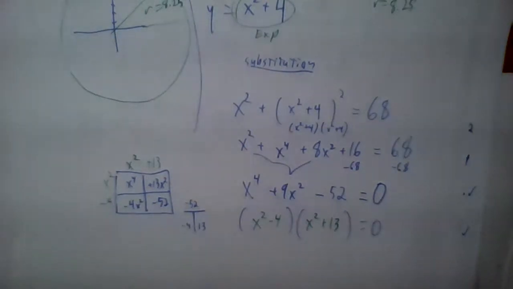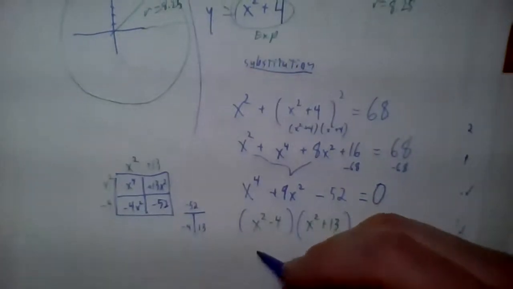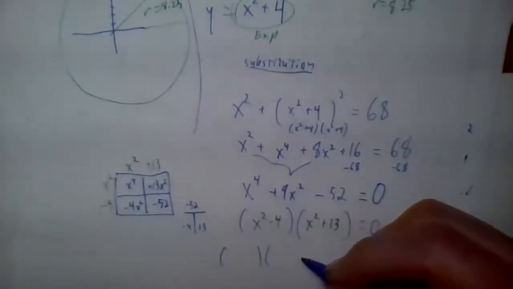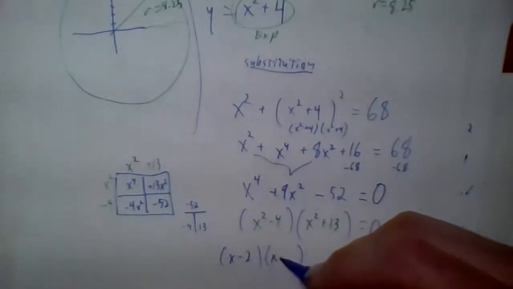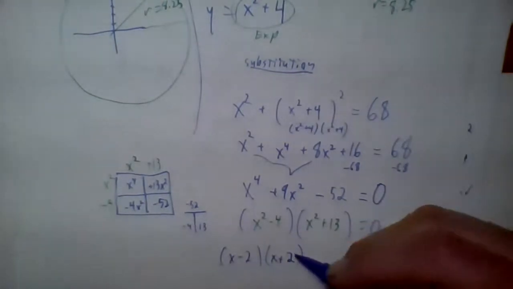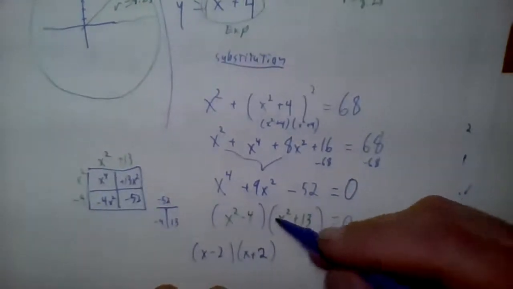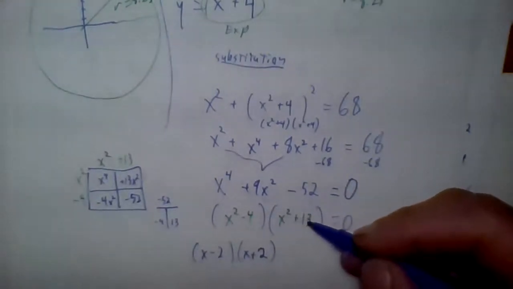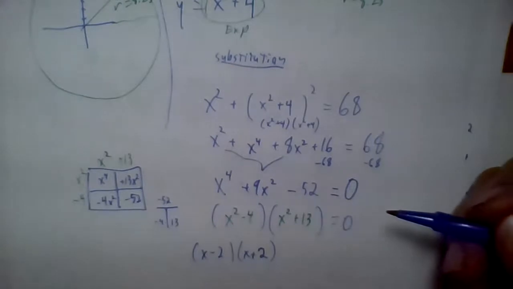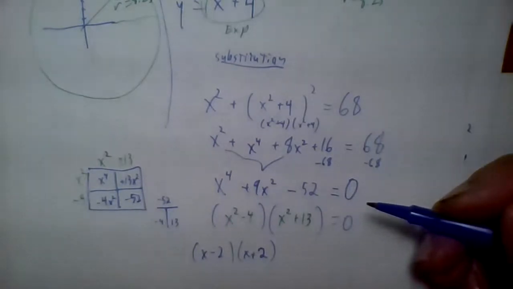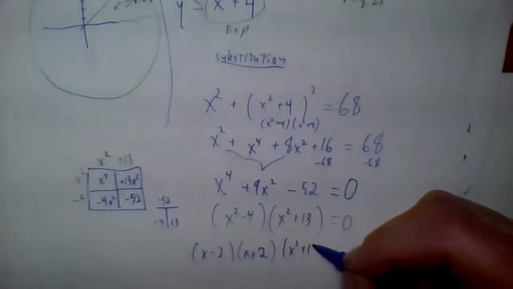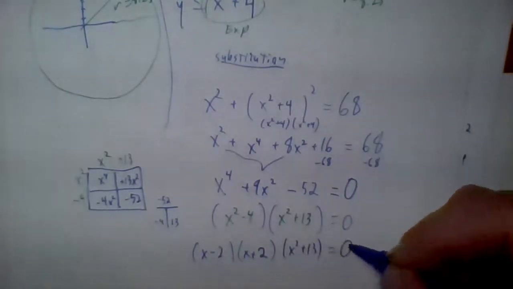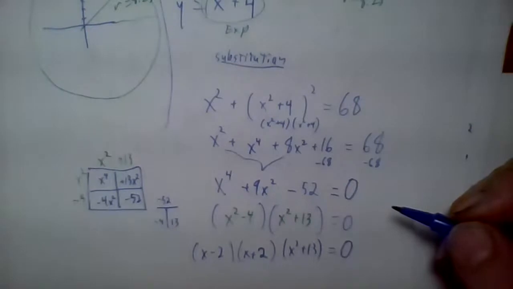Still have squareds, so I got to think, can I factor this even further? And the answer is yes. X squared minus 4 factors into x minus 2 and x plus 2. That's a nice difference of squares thing. It works great. This one, the answer is no. This one doesn't factor any further because it's x squared plus 13. So that's completely factored form.